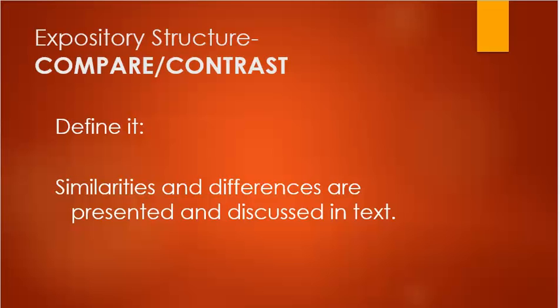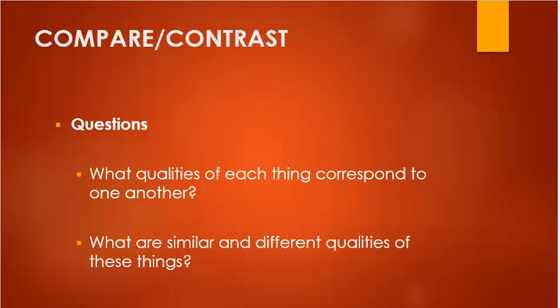So now that you're back, hopefully you followed the directions and wrote your two sentences. Let's talk about expository structure, compare and contrast, and we're going to define it. Again, this is nothing new, but it is similarities or comparisons and differences or contrasts that are presented and discussed in a text. When you're reading and you think it's a compare and contrast essay, you should be asking yourself what qualities of each thing correspond to one another, or what are similar and different qualities of these things.